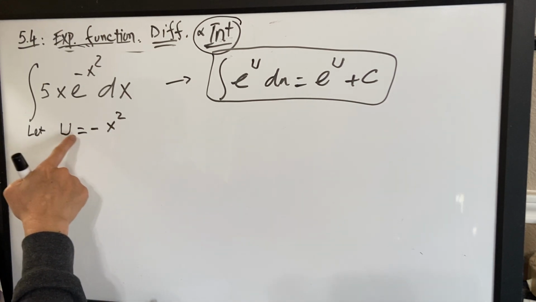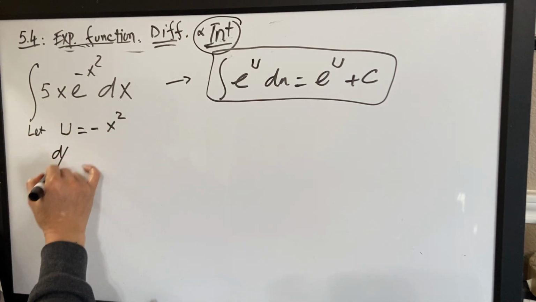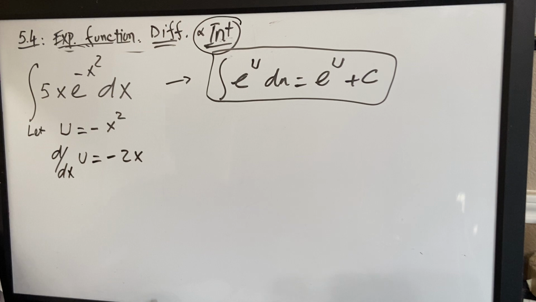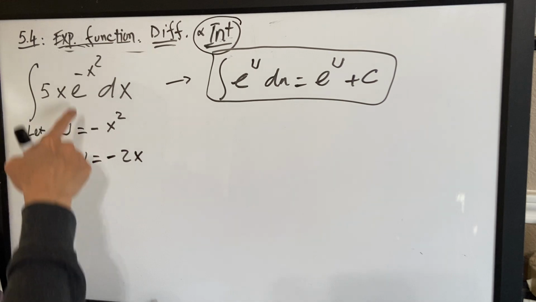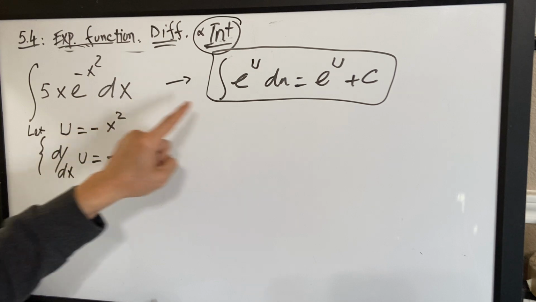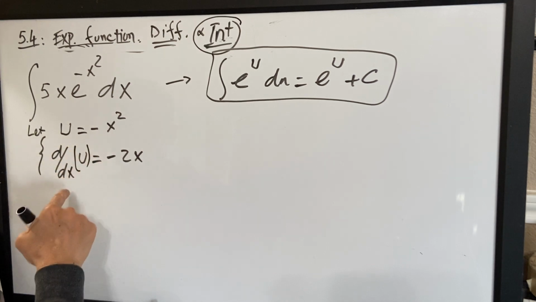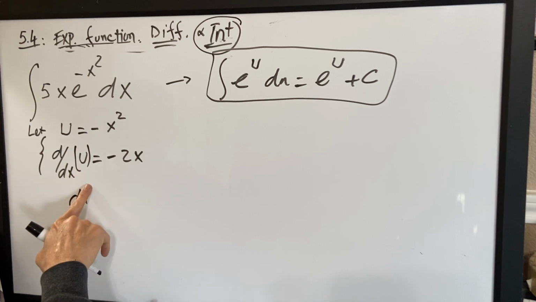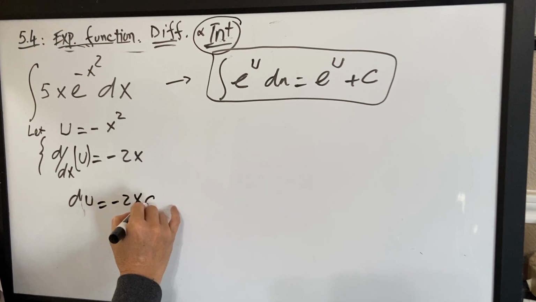Look at this. Since you define u equals negative x squared, take the derivative of both sides. D over dx of u is negative 2x. Let u equal negative x squared. There we go. Because I need to use this formula, I need to convert dx into du so I can apply the formula. Now, can I bring dx over here? Yep. So I got right now du. Over here, du equals negative 2x dx.